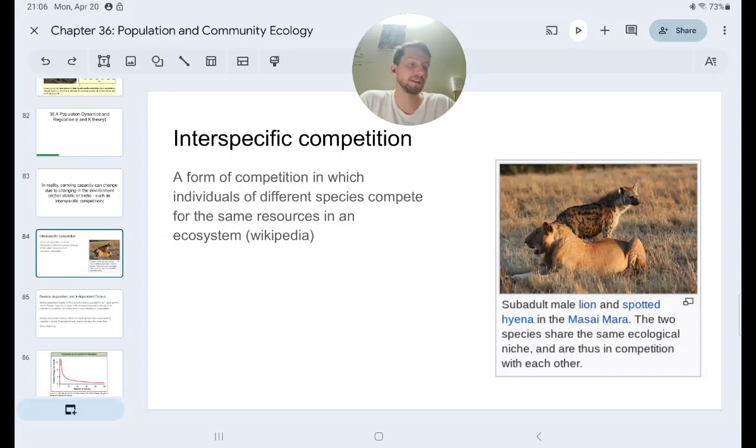So for example, the lion population could be the same, but the spotted hyena population could have changed in size, which would impact the carrying capacity potentially of the lions.